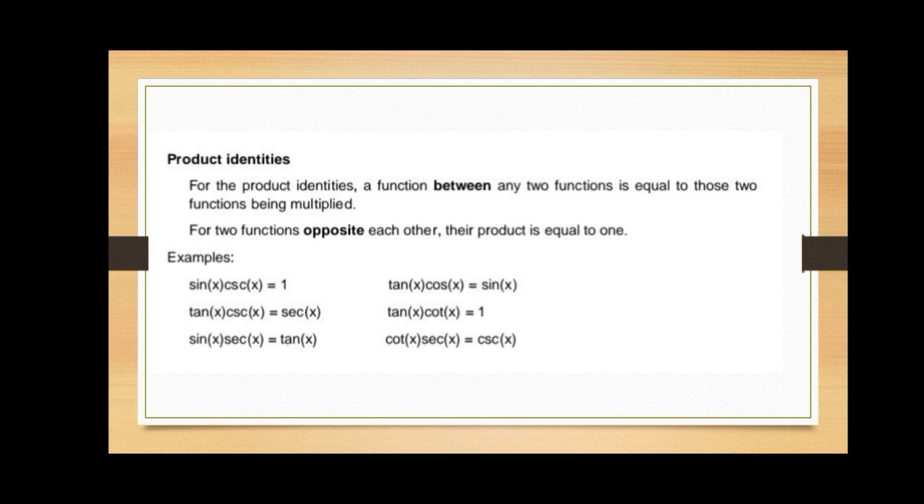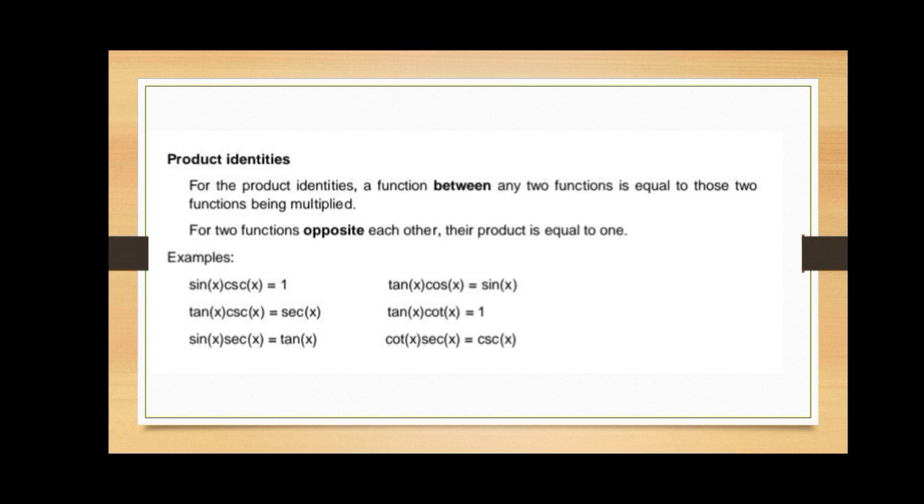The product identities. For the product identities, a function between any two functions is equal to those two functions being multiplied. For two functions opposite each other, their product is equal to 1. For example, sine x times cosecant x is equal to 1. Tangent x times cosecant x is equal to secant x.